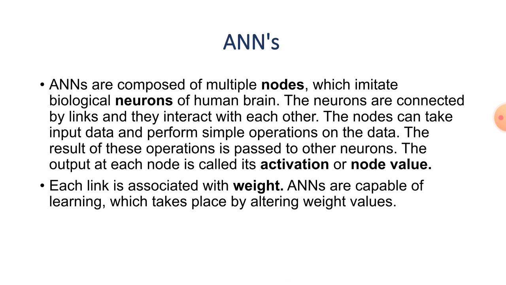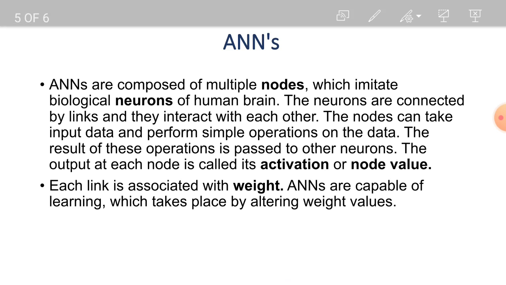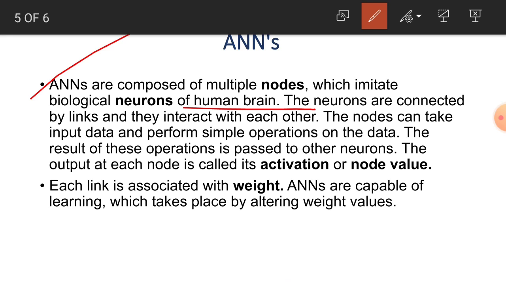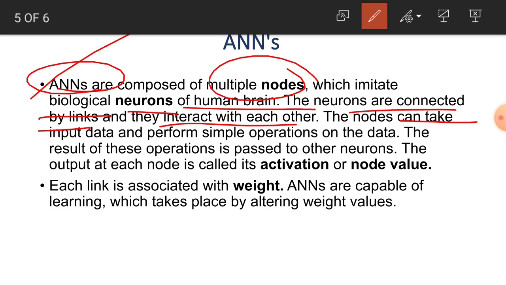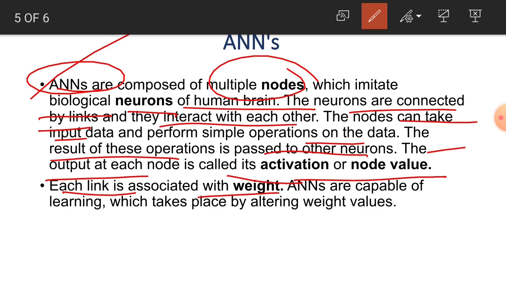Next, an artificial neural network is composed of multiple nodes which imitate the biological neurons of the human brain. These neurons are connected by links and they interact with each other. The nodes take input data and perform simple operations on that data, and the results of these operations are passed to other neurons. The output at each node is called the activation or the node value, and each link is associated with a weight.